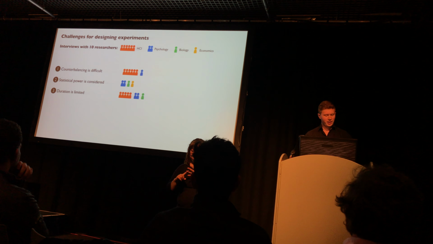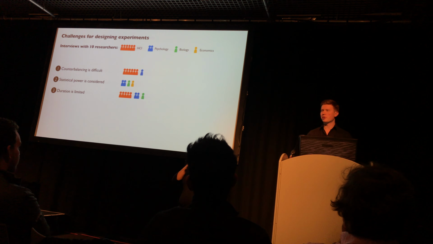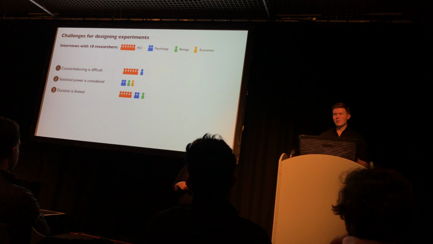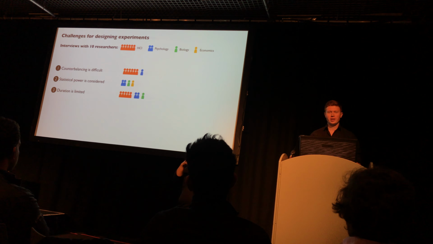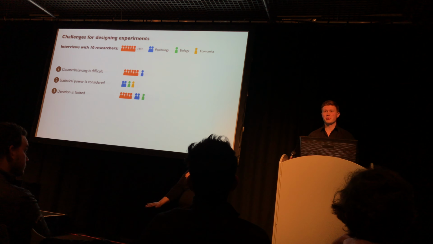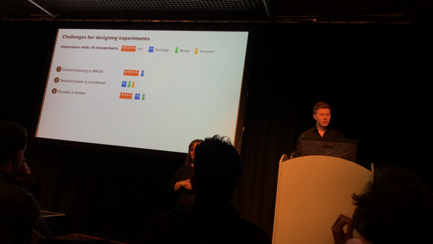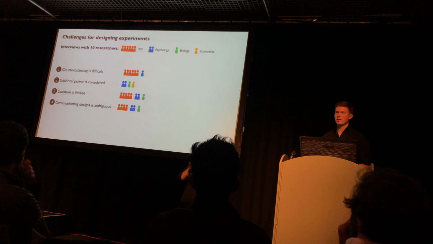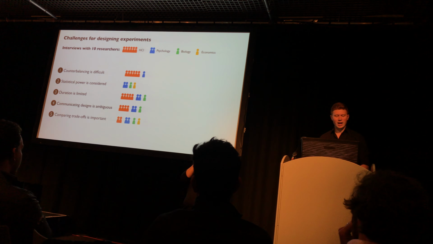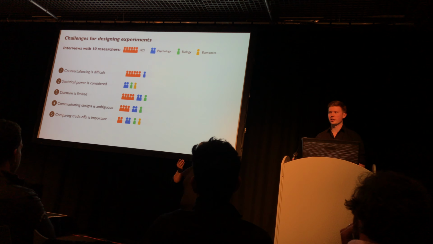Third, the duration of the experiment usually is a tight limit, especially for HCI as we're working with humans. As an example, we had one interviewee who was working with small children. Duration could not be longer than 5 minutes. Fourth, researchers needed to communicate their experimental designs to colleagues and their supervisor. And last, you want to compare trade-offs of different design alternatives.